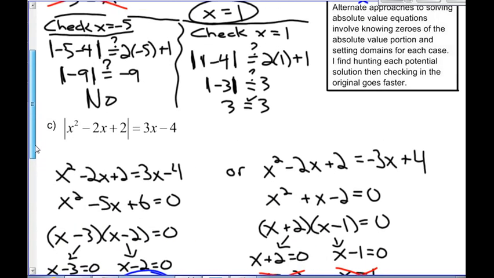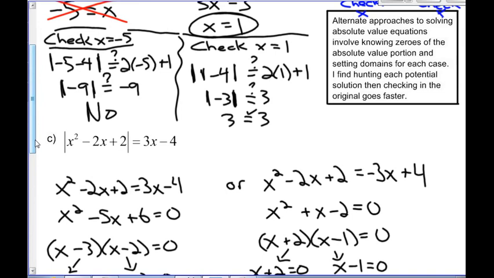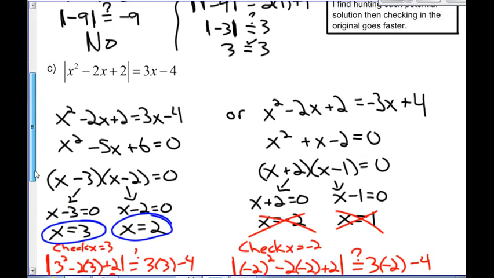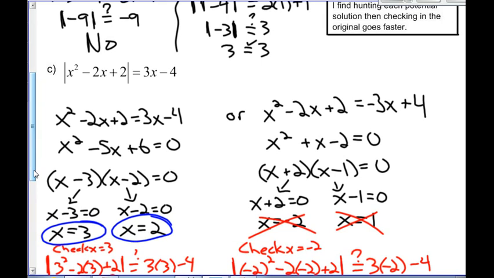Now I will mention that there are alternate approaches for solving absolute value equations, knowing the zeros of the absolute value portion and setting domains for each case. And your textbook does go through that. But it requires you to have a really, really good idea of what each of these graphs look like. And I find hunting each potential solution and then checking goes faster. And there's sort of less upfront work to do. You just set your two conditions, you solve, and then you check them.